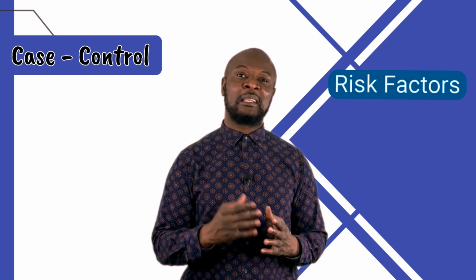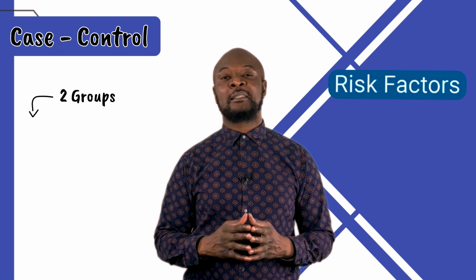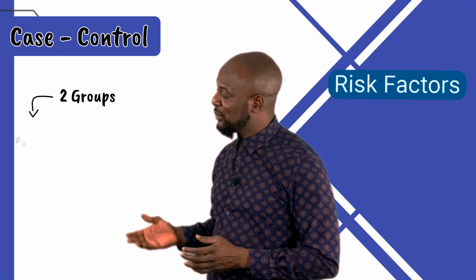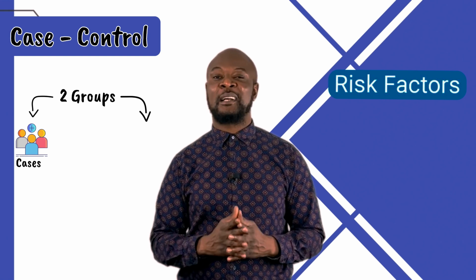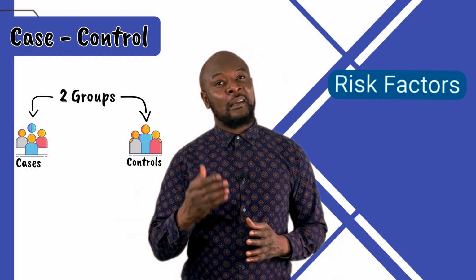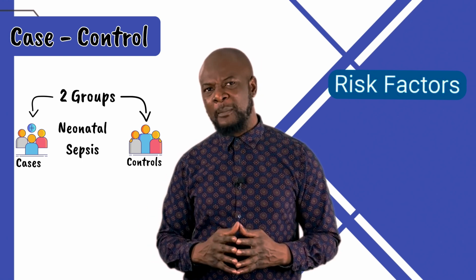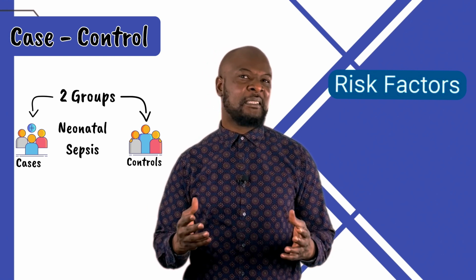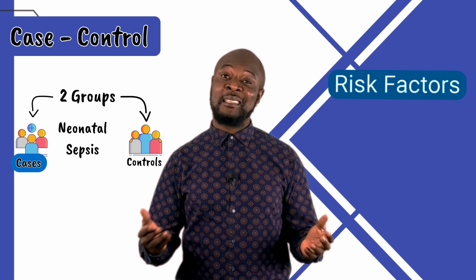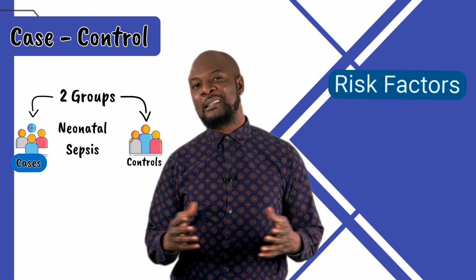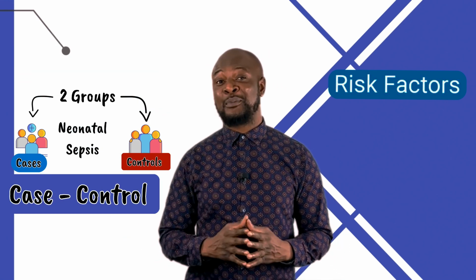So the researcher selects two groups of people to study. The first group are people that already have the disease, and these are called the cases. While the second group are those without the disease, and these are called the controls. Let's use an example of a disease condition, say neonatal sepsis. The first group that have the disease are called cases. These are cases of neonatal sepsis. And then the second group are those that don't have the disease, and they are called controls. So you can see where the term case control comes from.